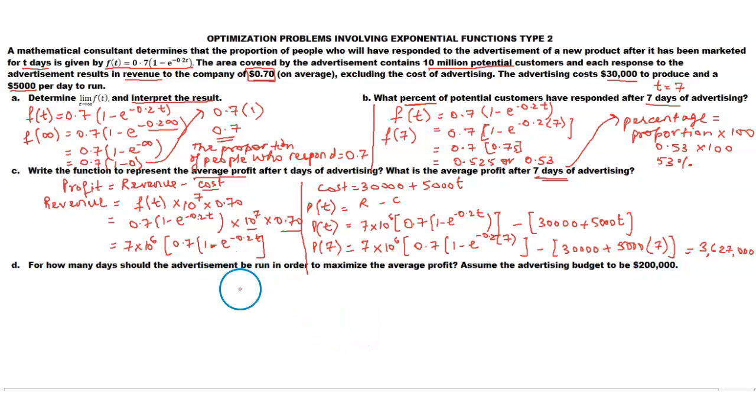Now let's move on to part D, sorry. For how many days should the advertisement be run in order to maximize the average profit? Now we have to maximize the average profit. Maximizing profit means we have to optimize profit. For optimizing, we always have to make sure that we follow the extreme value algorithm.